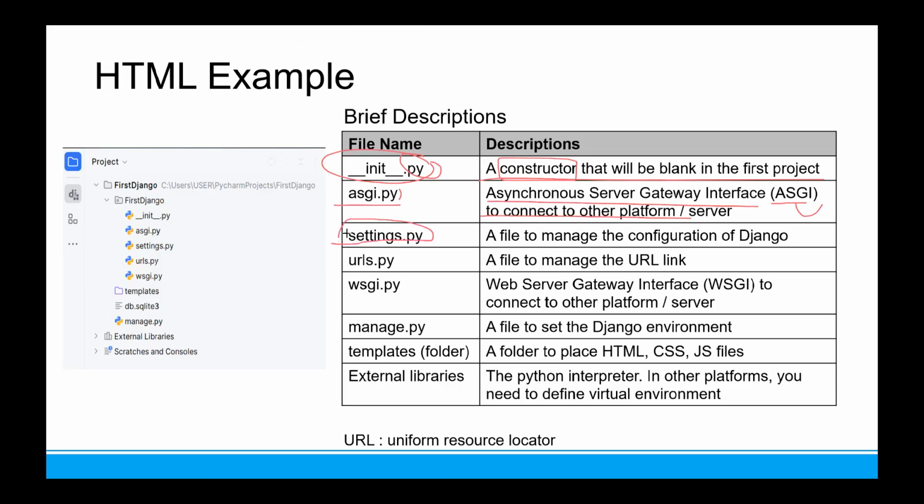settings.py. This is a file to manage the configuration of Django. So let's take a look.